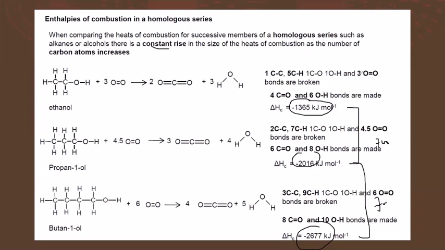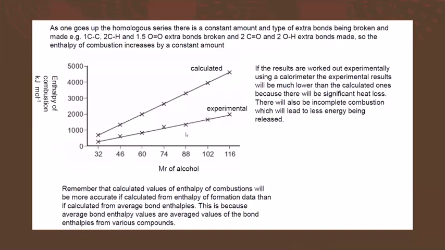So using this, we can predict the value for the enthalpy change of combustion. As the number of bonds increases, the enthalpy change will also increase. So we can predict the combustion of different members of a homologous series. Practically, looking at the practical and experimental values, as you go along the homologous series, a constant amount or type of extra bond is broken.